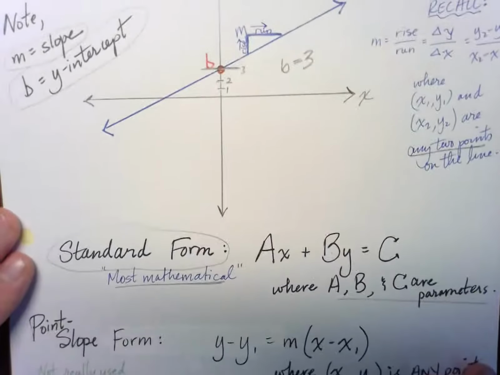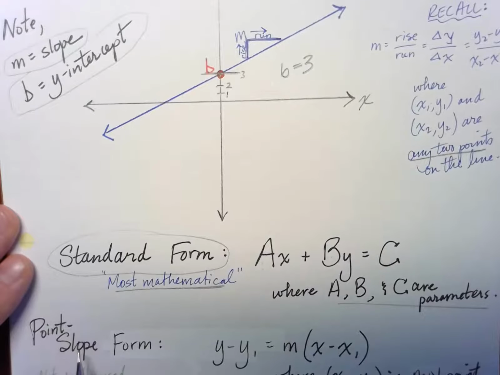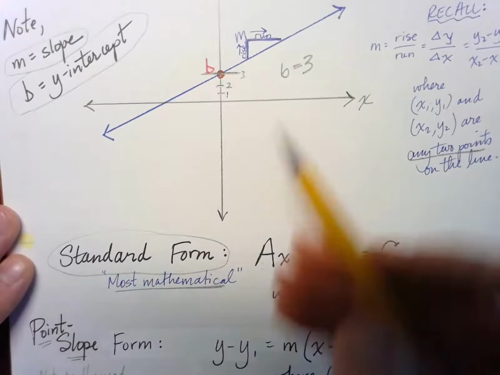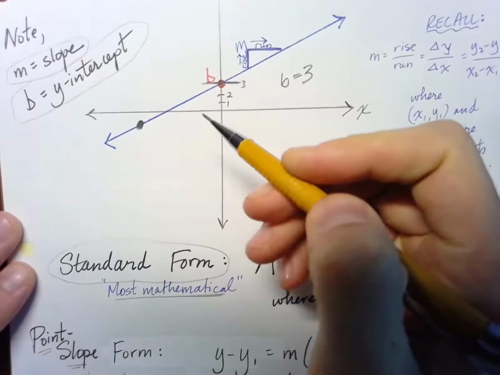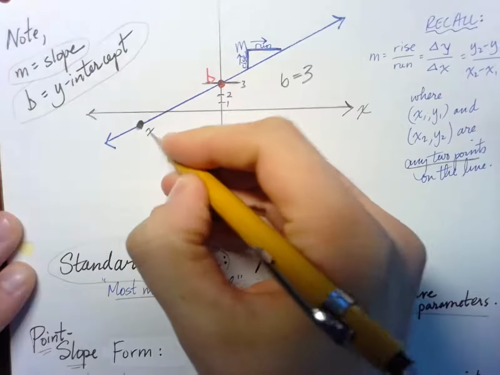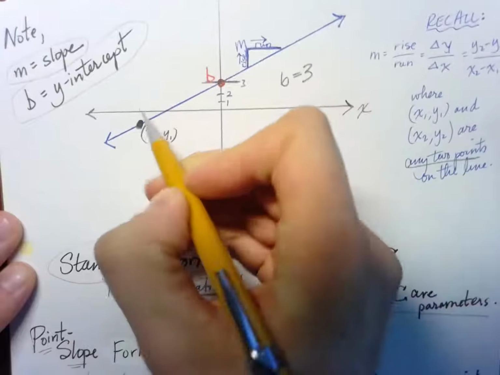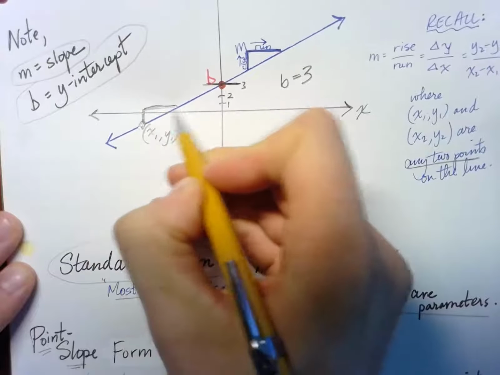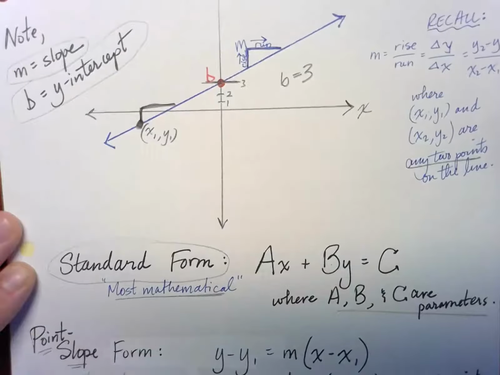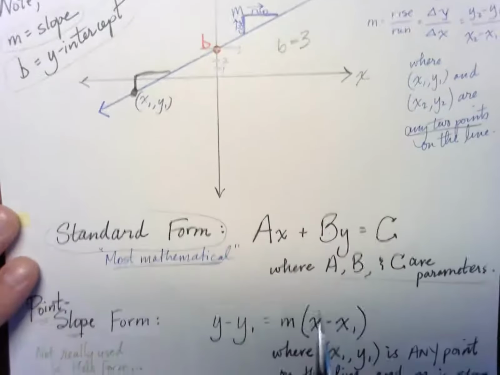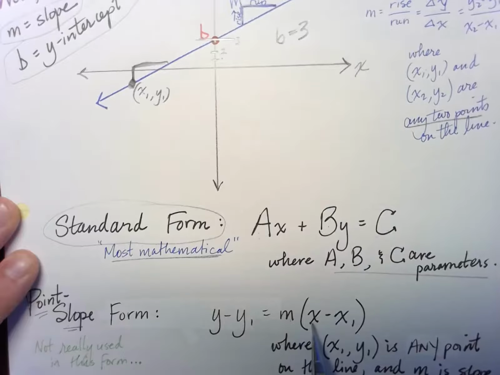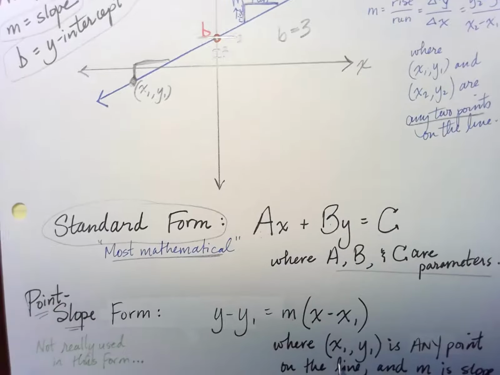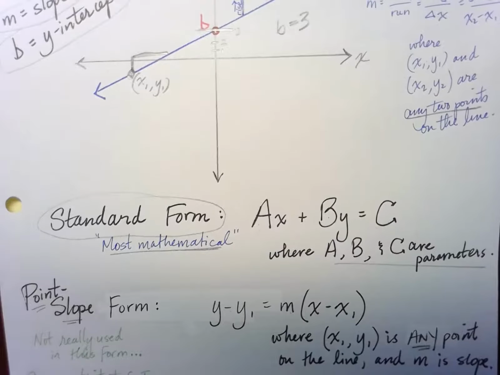The next form is point-slope form, which, as you could probably guess, includes a point and a slope. Up here on the graph, it would be some point right there with coordinates x1 and y1, and then of course it has a slope. If we know the point and the slope, we could use point-slope form. That is y minus y1 equals m times the quantity x minus x1, where x1, y1 is any point on the line and m is the slope.